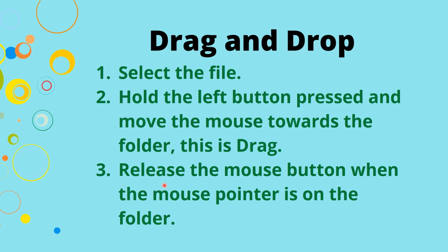And third step is release the mouse button when the mouse pointer is on the folder. When your mouse pointer is on that folder where you want to drag, there you have to release your mouse, and that will be drop. Then your file will be moved to a new place. So there are 3 steps in drag and drop. First is select the file. Second is hold the left button pressed and move the mouse towards the folder. And third step is release the mouse button when the mouse pointer is on the folder.